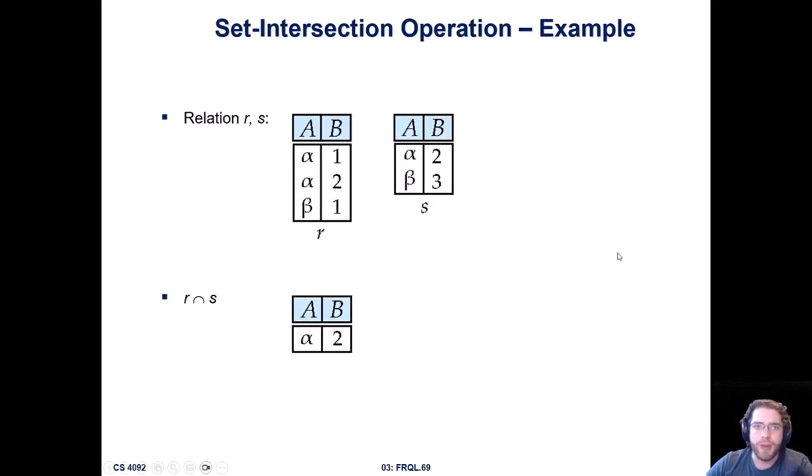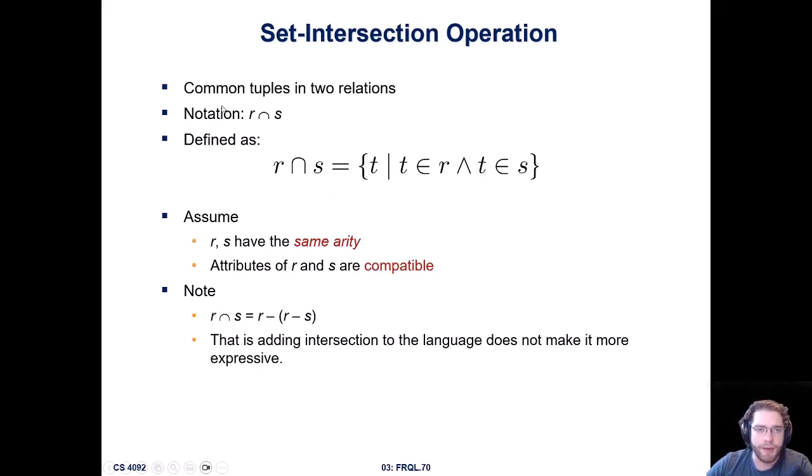Cool. So set intersection is something that we most likely are familiar with. If we have two relations R and S, a set operation is going to give us something that exists in both of them. It's defined by kind of the opposite of a union. It's going to be the intersection between these two, and again, common tuples in two relations. So the set intersection between two relations R and S is going to be equal to all the tuples such that the tuple is in R and the tuple is in S.